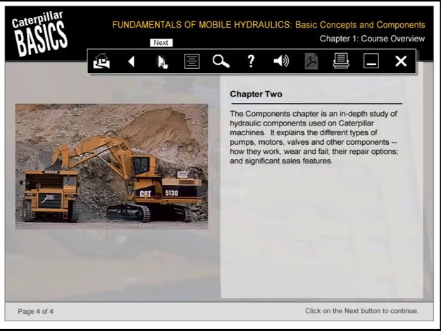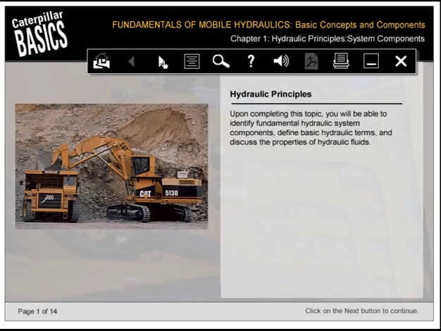The Components chapter is an in-depth study of hydraulic components used on Caterpillar machines. It explains the different types of pumps, motors, valves, and other components, how they work, wear, and fail, their repair options, and significant sales features. Upon completing this topic, you'll be able to identify fundamental hydraulic system components, define basic hydraulic terms, and discuss the properties of hydraulic fluids.